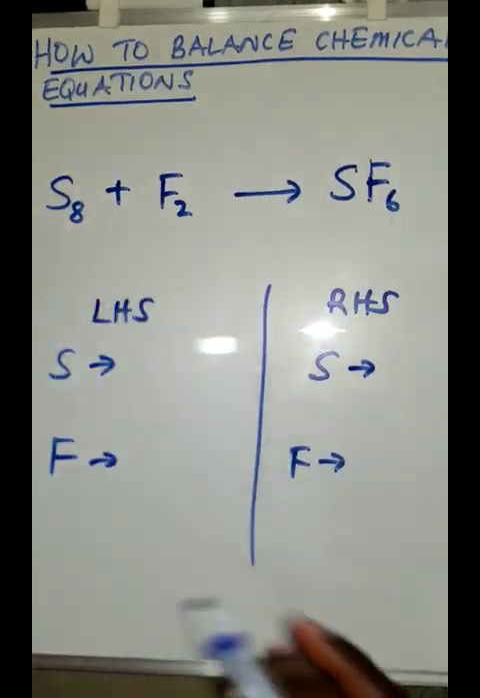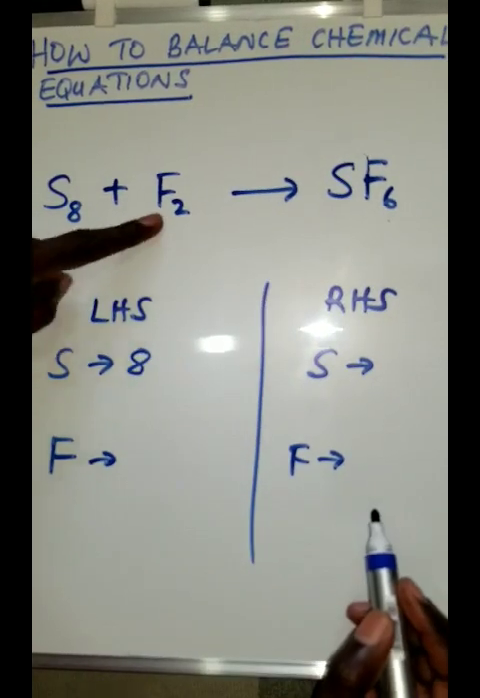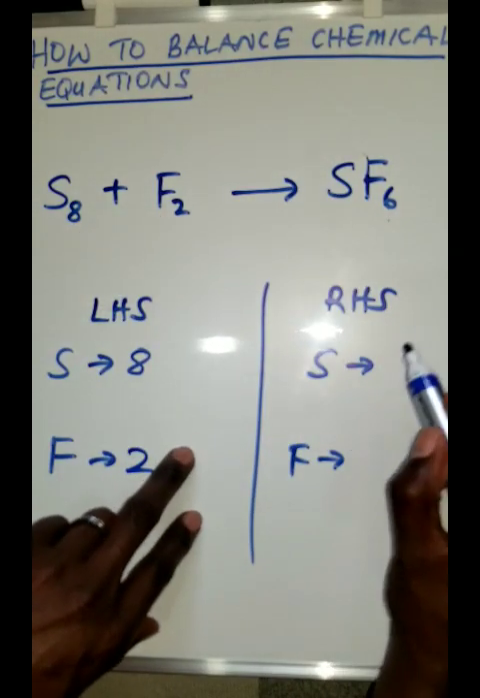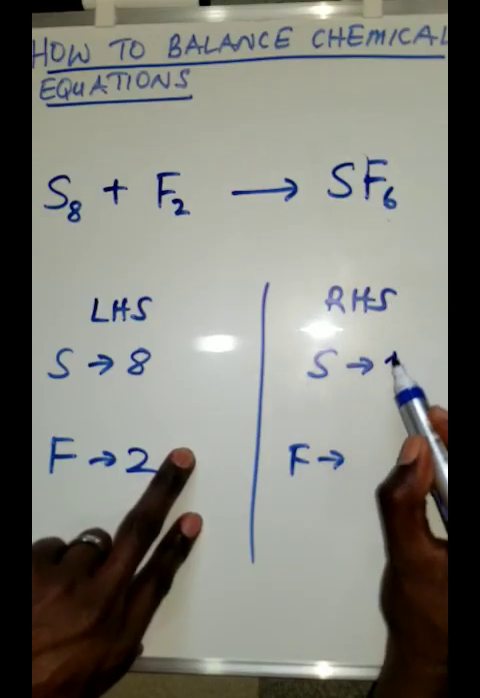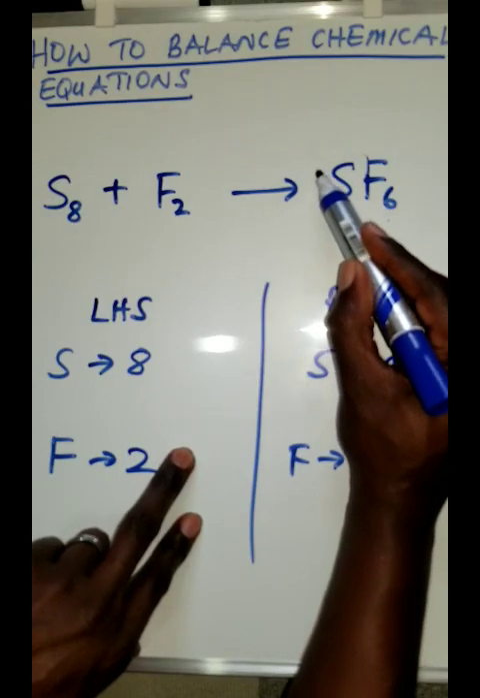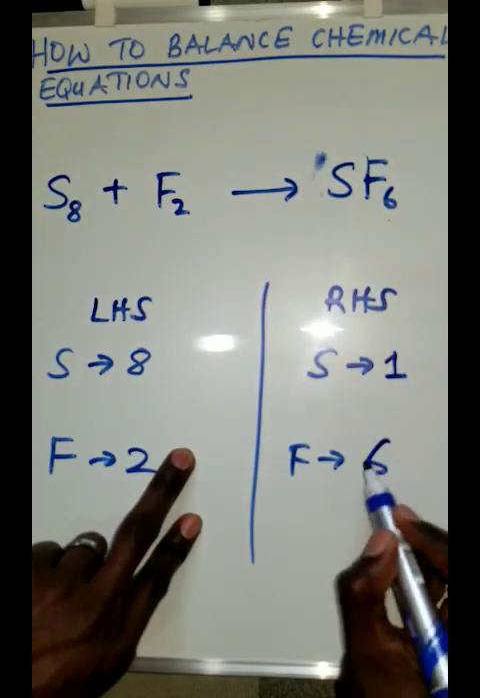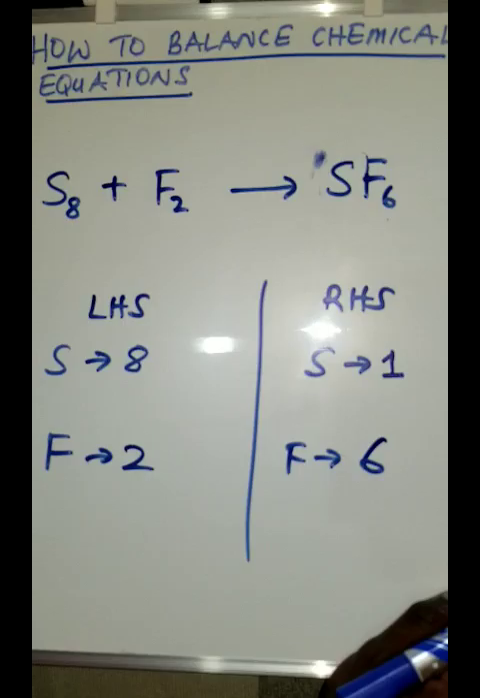So on the left hand side, how many atoms of sulfur do you have? You're right, that is 8. What about fluorine? You have actually 2. What about on the right hand side? Remember, there's a 1 here, even in front. 1 times 1, it will still give you a 1. Here there's a 1 here which we don't write. 1 times 6, it will give you just a 6. So is this equation balanced? The answer is no. It is actually not balanced.